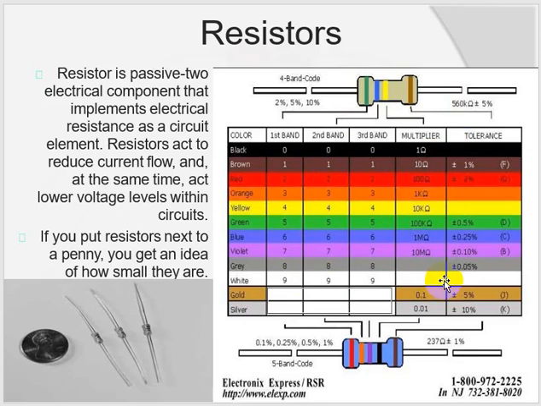Then the level of tolerance is also provided here for different colors. For brown it is 1%, for orange it is different, for green it is plus minus 0.5%, and if it is gold or silver, for gold it is 5%, for silver it is 10%. So this is the way to calculate the resistance while you are provided with a resistor, and you have studied all this in your electric circuit analysis course.